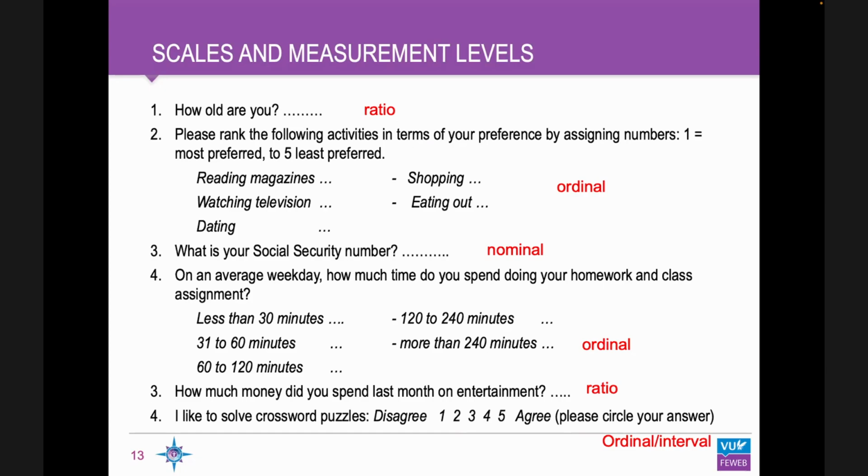Yes, it is indeed because we don't. I mean, in this case, the ordinal answer is not necessarily wrong because it is not clear here. So if I said 3 is neutral, and if I gave all the options, then you would be able to say if it's ordinal or interval. In this case, both answers would be correct. Good.